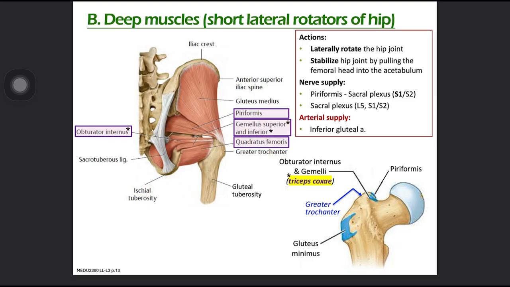They are very deep. In dissection, some of these muscles, I think you must be able to see the piriformis. For the rest of them, good luck. Somehow it might not be so easy to dissect them out, okay? So all together, they laterally rotate the hip joint and stabilize the hip joint by pulling.